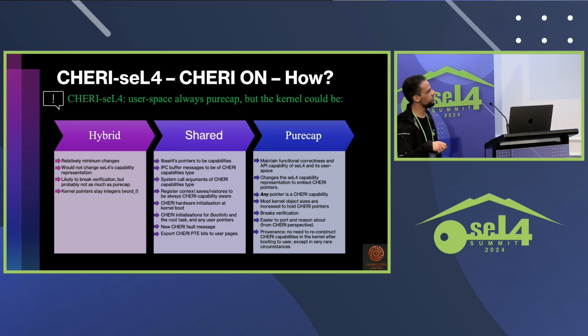So in hybrid mode, the kernel pointers are still integers. We haven't changed that to CHERI capabilities. So this is word T in seL4. This should yield relatively minimal changes in the kernel itself. And this is not going to change the seL4 capability representation, even though it does include some pointers. This is likely going to break verification, but it's not going to break it as much as PureCap.